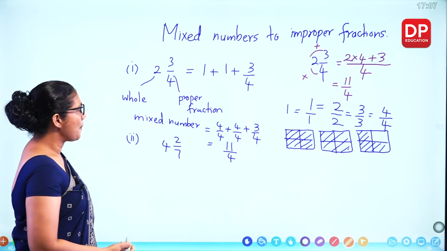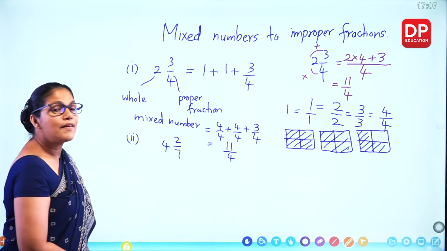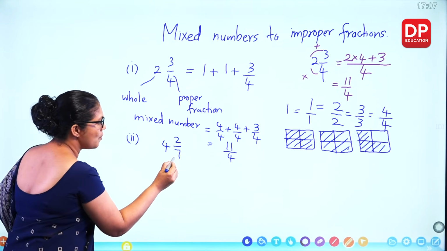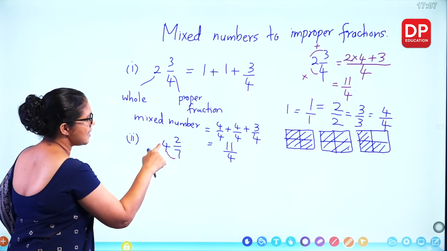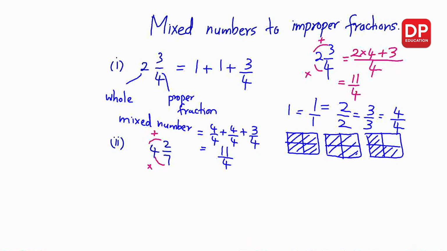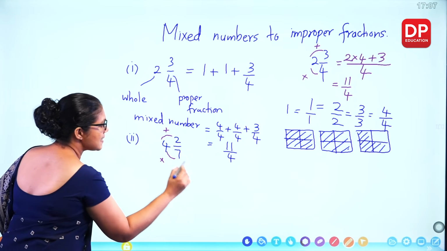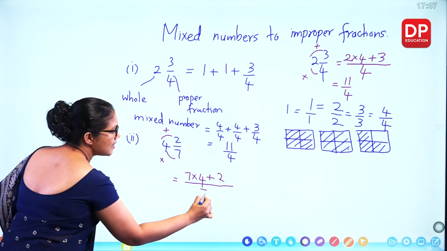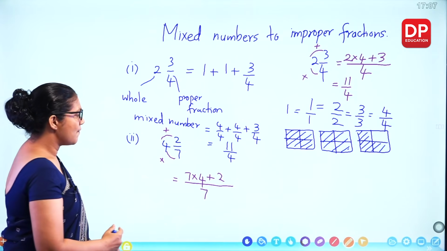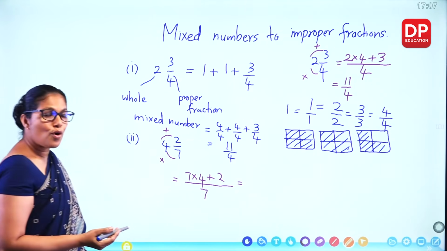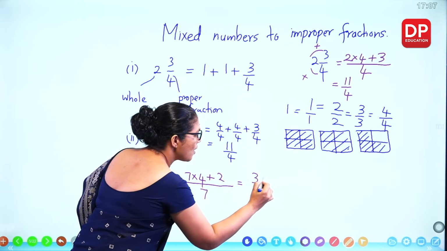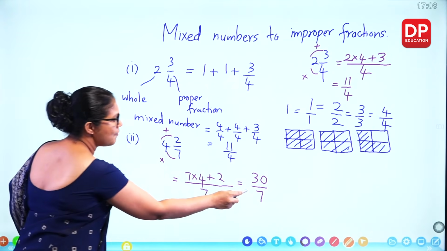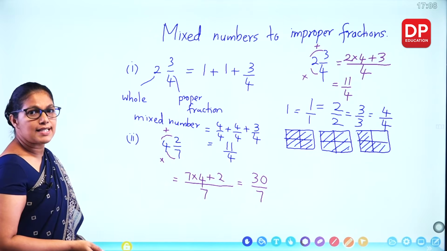Now we'll do this one. Without drawing, can you convert this to an improper fraction? You multiply the whole number by the denominator and then add the numerator. So what do you get here? 7 times 4 plus 2. What's the denominator? It's the same, 7. So what's the answer? 7 times 4, 28. 28 plus 2, 30 over 7. So this is the mixed number, and converting to an improper fraction gives 30 over 7.